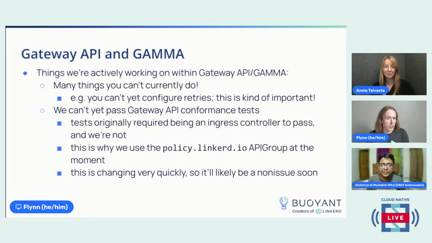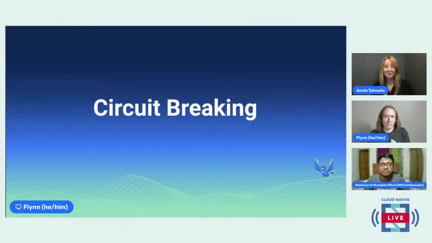Conformance is an area that's changing very quickly. In particular, there's been a lot of good work around conformance profiles, so you can talk about Gateway API conformance for a mesh as opposed to for an Ingress controller. So keep an eye on this. It'll likely just not be an issue for too much longer. All right.